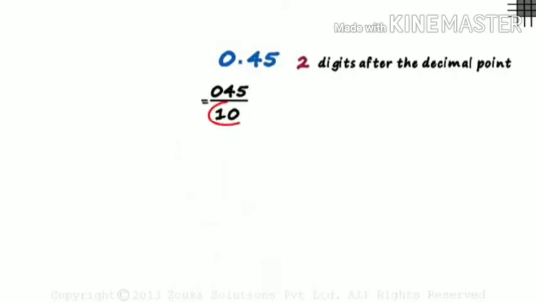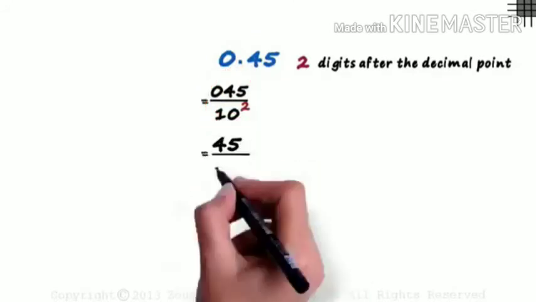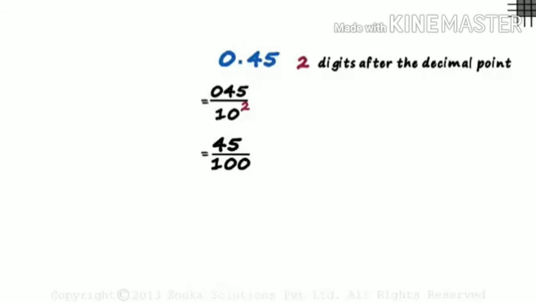And what will be the power of this 10 in the denominator? Yes, it will be the number of digits after the decimal point, which is 2 in this case. This is actually 45. So 0.45 can be written as 45 divided by 10 squared, which can be written as 45 by 100. There's our answer. It's in the p by q form.